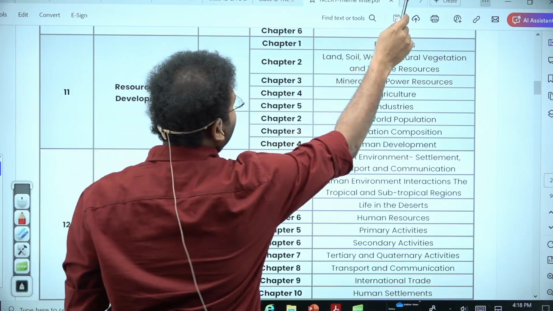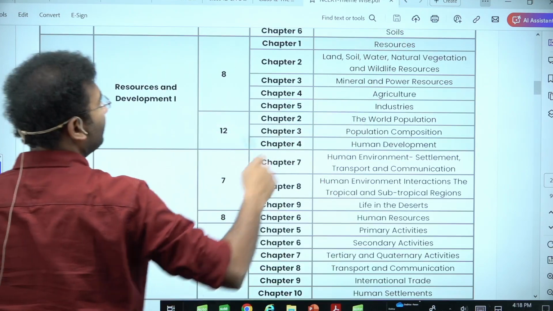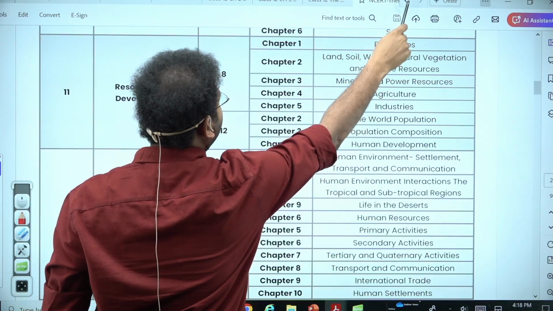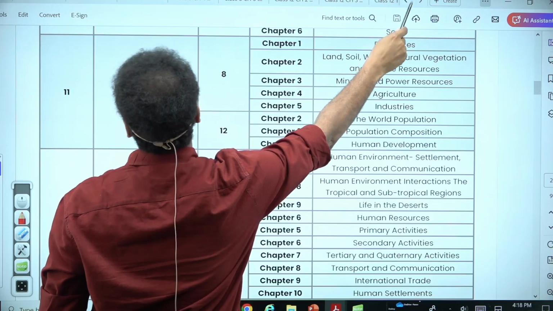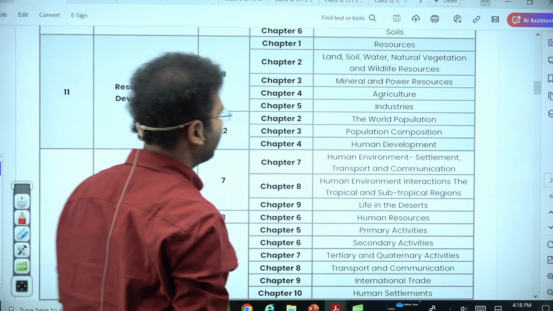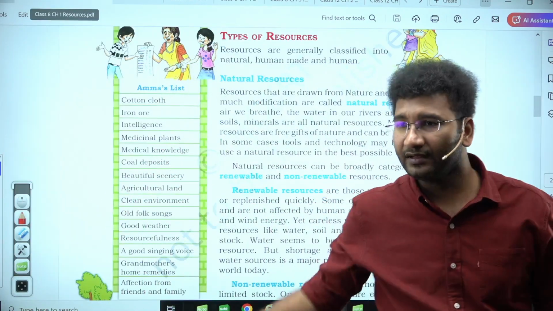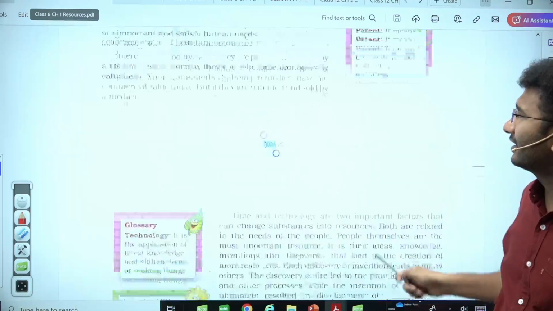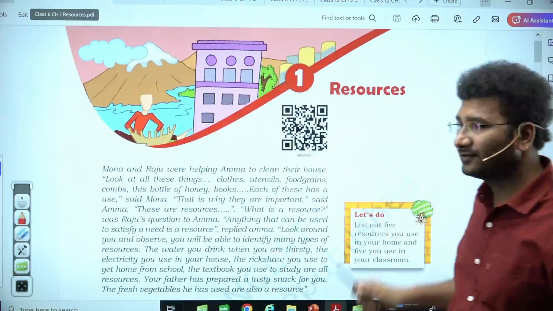So here, first let me show you what we are going to learn. Let me show you the names of the chapters as well. One by one we'll be looking into them. Come to class 8, chapter number 1. This says what is a resource. Right? It says what is a resource.